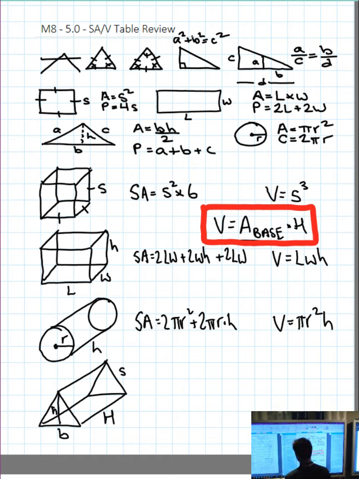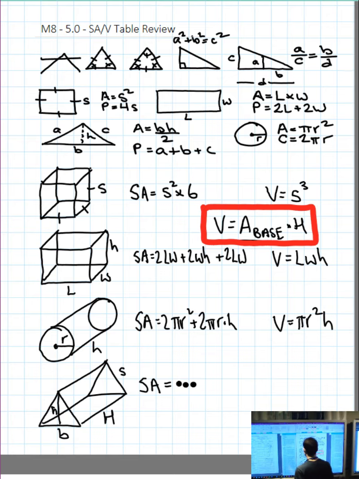Notice we are not using the slant height S in one of these formulas. So the formula for the surface area is, I don't want you to use that formula. I want you to lay out the shape flat and add up all the areas.